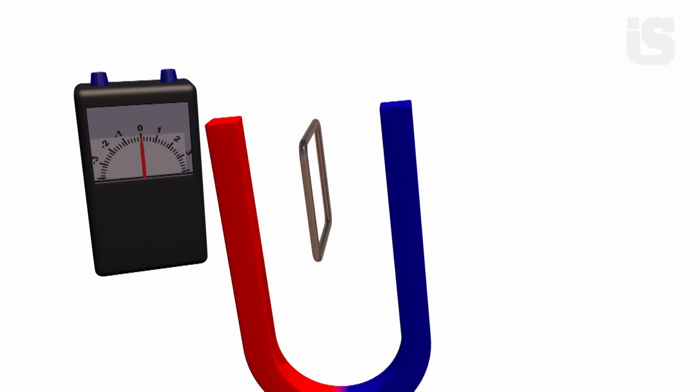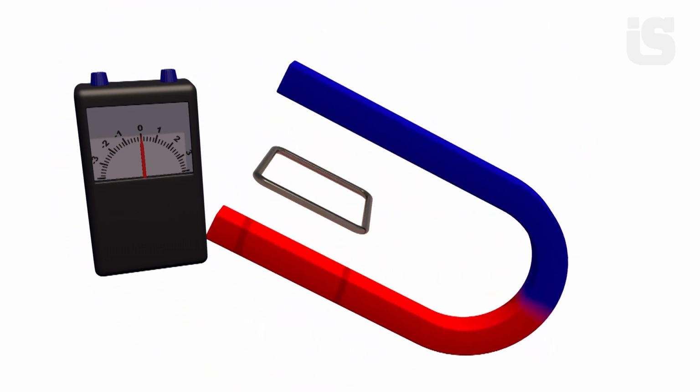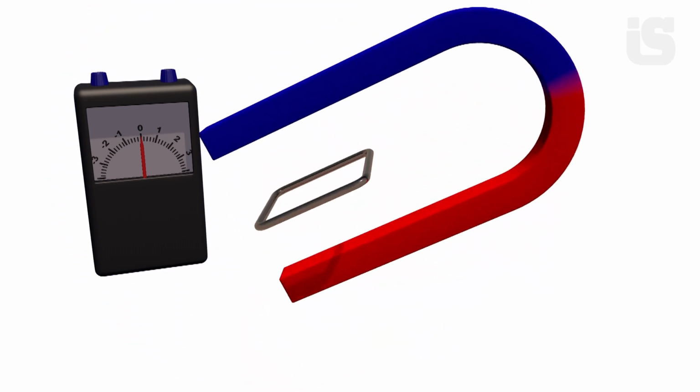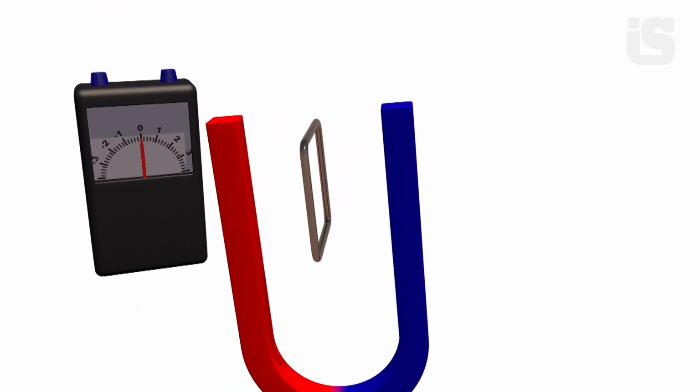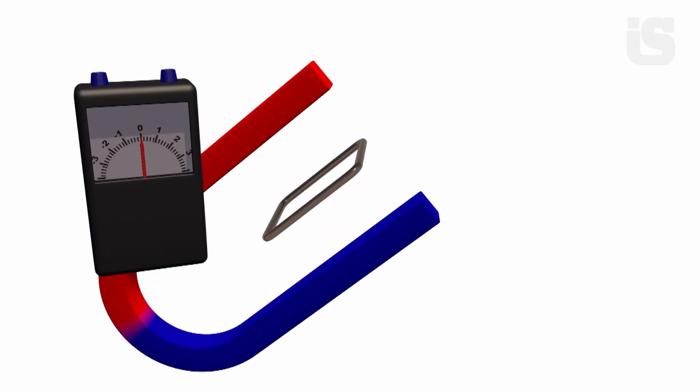But if we rotate the magnet and the frame together, nothing will happen. Because the frame does not cross the magnetic field lines. No intersection of the magnetic field lines, no electric current, no electromagnetic induction.